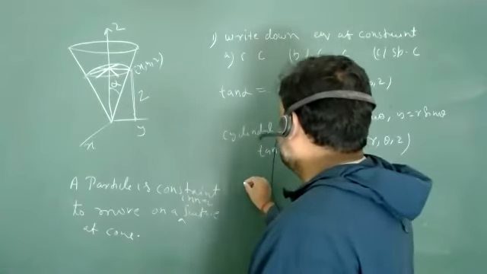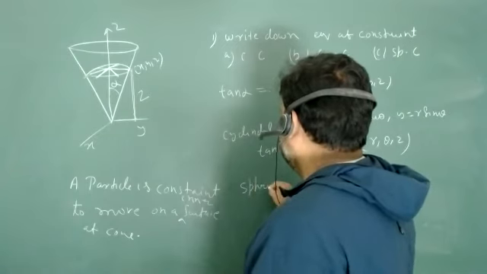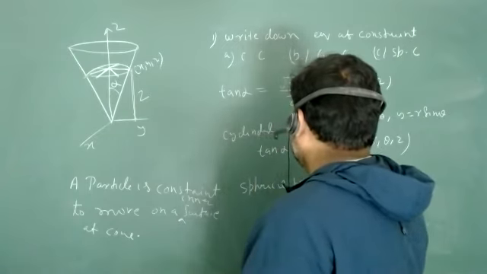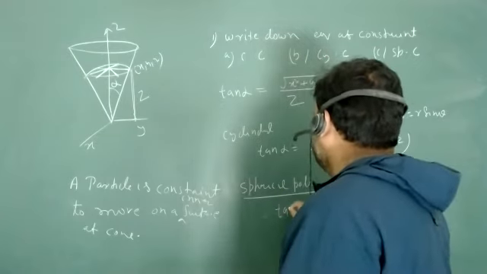Now just tell me, in spherical polar coordinates, how will you write this tan alpha?